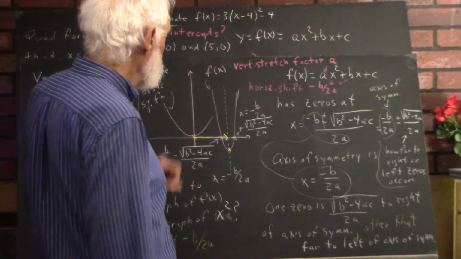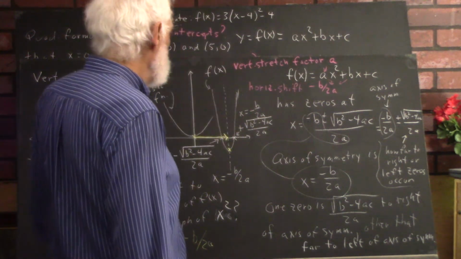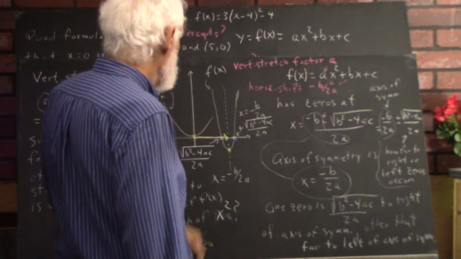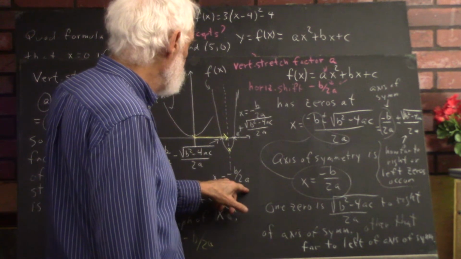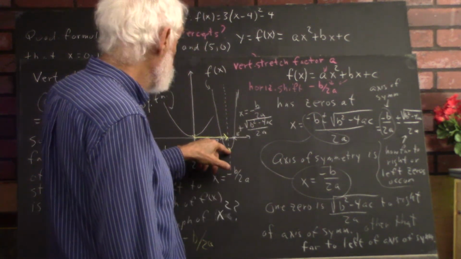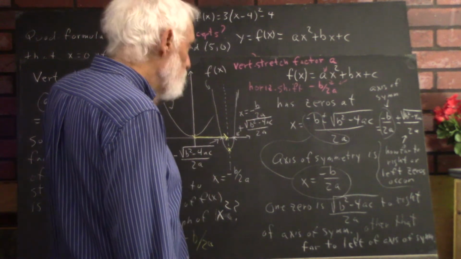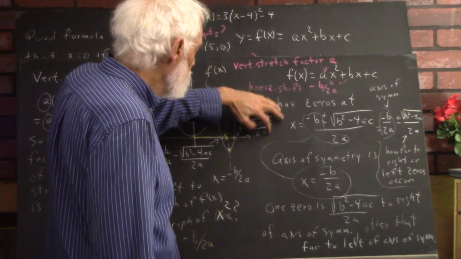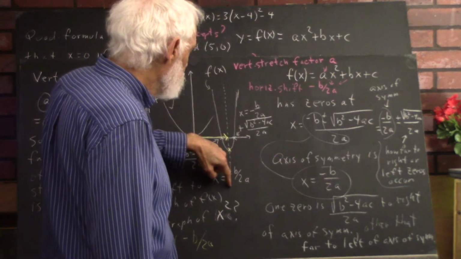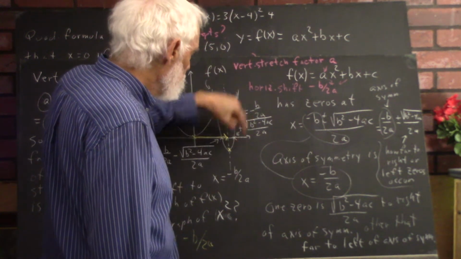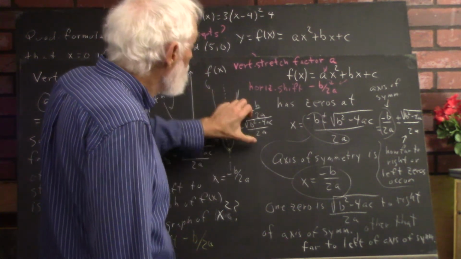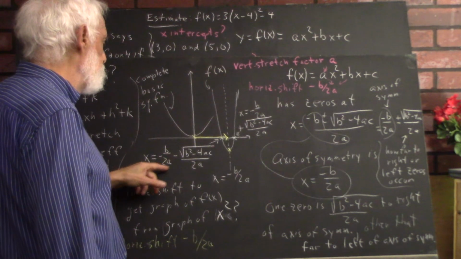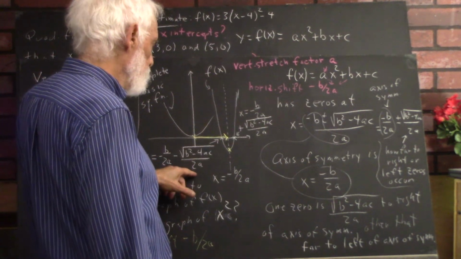Here's our complete basic squaring function. Here's our f of x function. It's been vertically stretched by some factor, which is the coefficient of x squared, that's a. It's got axis of symmetry at x equals negative b over 2a. The vertex lies on that axis of symmetry. And the zeros lie square root of b squared minus 4ac over 2a to the right of the axis of symmetry. That's at x equals negative b over 2a, the axis of symmetry, plus this shift, and at x equals negative b over 2a minus square root of b squared minus 4ac over 2a.